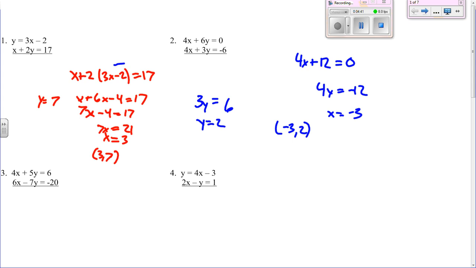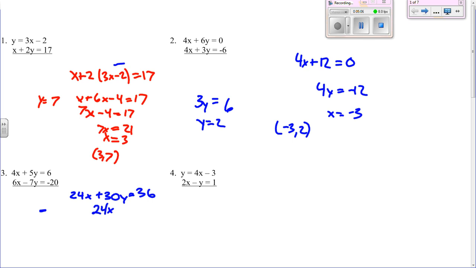That gives me 6 times 4x, which is 24x, plus 6 times 5y, which is 30y, equals 6 times 6, which is 36. We'll multiply the bottom by a negative 4. Negative 4 times 6 is negative 24x.